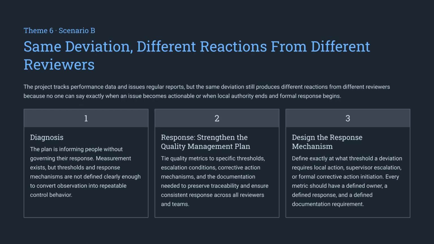throughout the execution. When the same deviation produces inconsistent reactions from reviewers, the plan is likely informing without governing. You must strengthen your quality management plan by tying metrics to specific thresholds, escalation conditions, and clearly defined corrective actions to ensure predictable and repeatable control behavior.